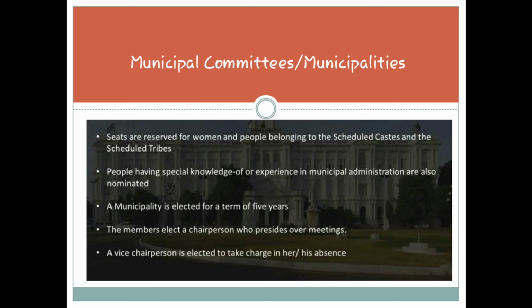The chairman or the president, that is the chairperson, and the vice chairperson are elected indirectly by the members. The chief executive officer is an appointee of the state government. And like the municipal corporation, the committee also has various departments like education, health, engineering, taxation, etc. These departments are under the administrative control of senior officers, engineers or other experts.